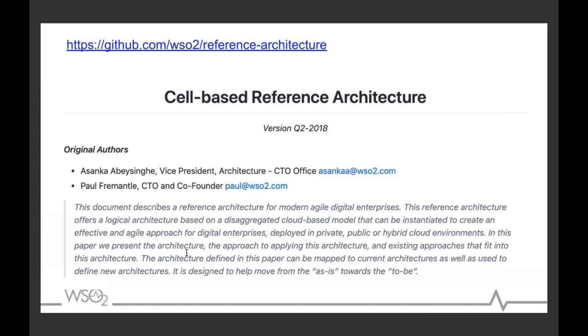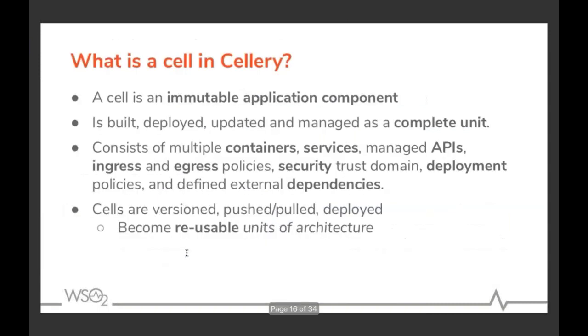So what's a cell in Cellery? It's an immutable application component that's made up of multiple containers, services with APIs, a trust domain, some policies, and well-defined external dependencies. And it's built, deployed, updated and managed as a complete unit. And the idea is that these are reusable units of architecture.